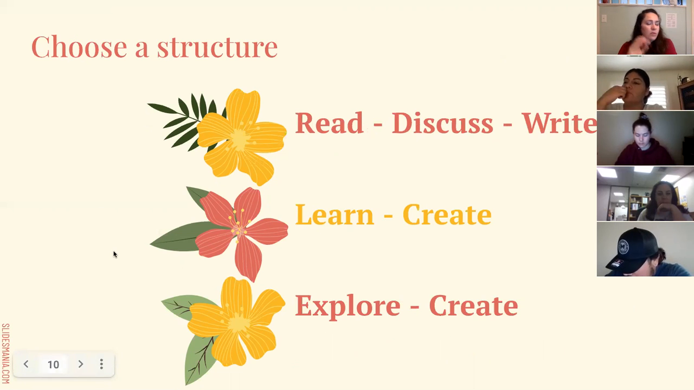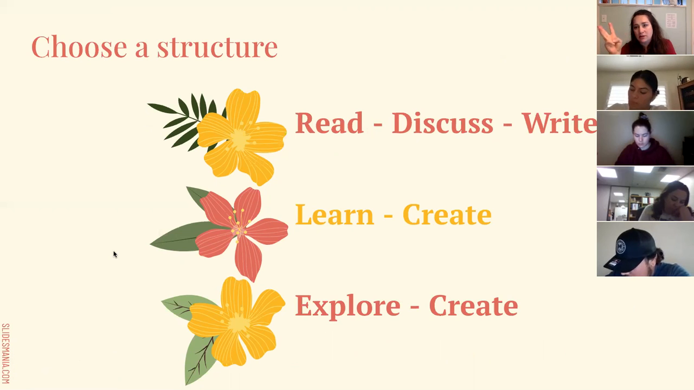All right, so now pick a structure. And in the directions for this assignment, I suggested these three. You don't have to use these three, but I do want it to be multi-step. So I don't want it to just be like a bingo board and they just pick three random things. So three that I like are read, discuss, and write. I think read, discuss, and write is just a generally really good lesson plan. But depending on your grade level and your subject, that might not work.